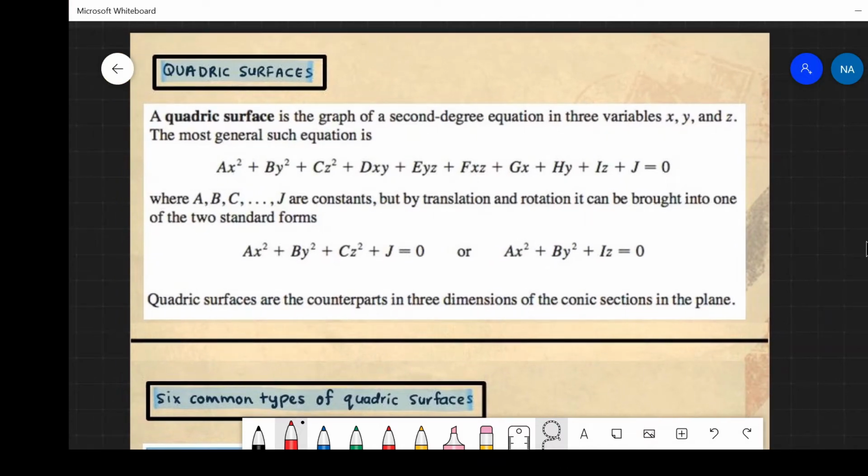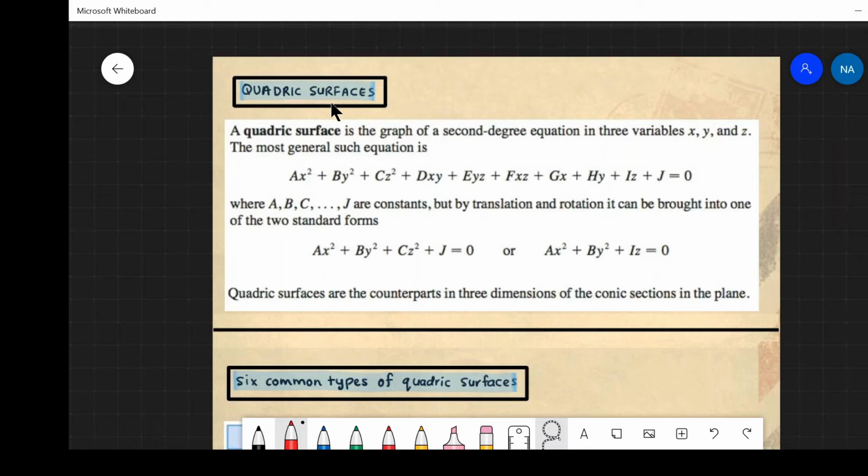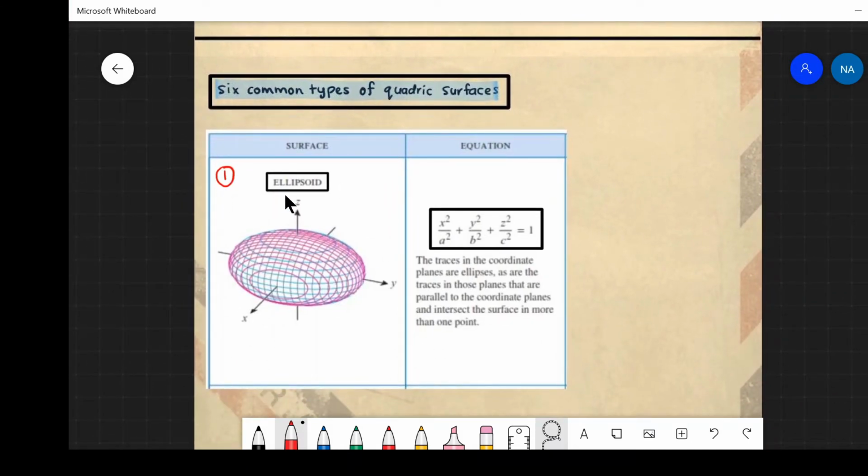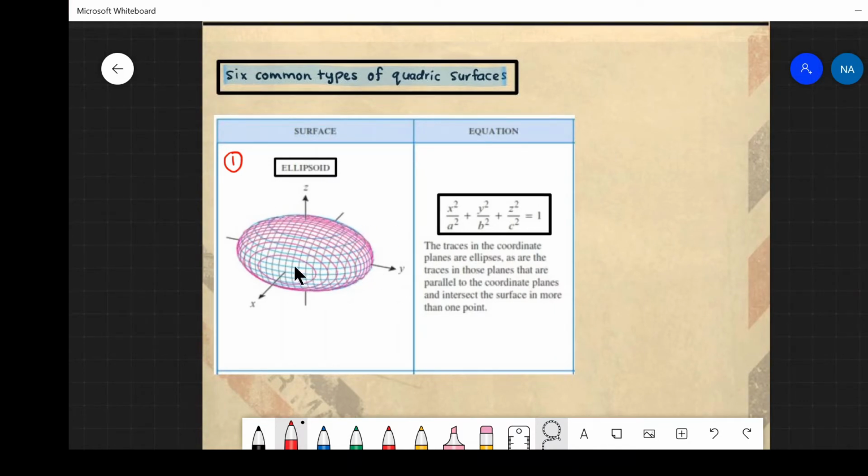Now we go to quadric surfaces. In order to learn about quadric surfaces, we need to know six common types of quadric surfaces. The first one is the ellipsoid surface, and this is the equation. We must know the equation first before we determine the shape of the surface. Given the equation, we can then sketch the surface. When we sketch the graph, there are some important coordinates that we need to identify and find while sketching.